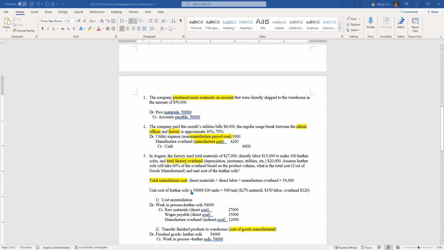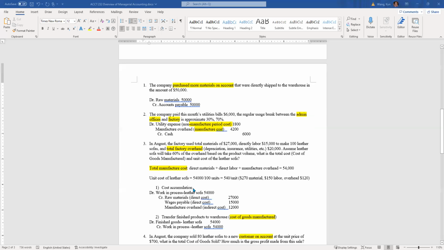And number 3 is a very critical transaction. We accumulated and captured all of the cost to make the leather sofa and then completed it in August. So let's first see the inputs. Those are the actual costs incurred in August to make the leather sofas. So total material cost is 27,000 actual cost.